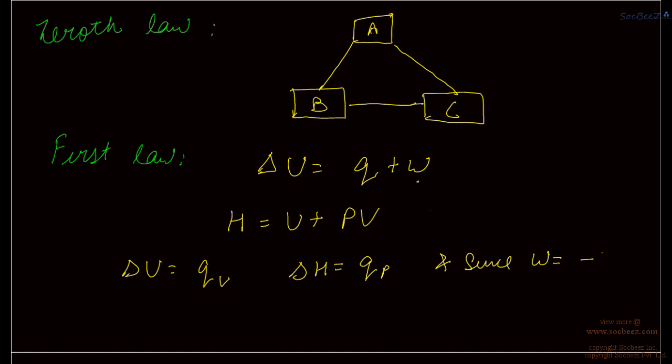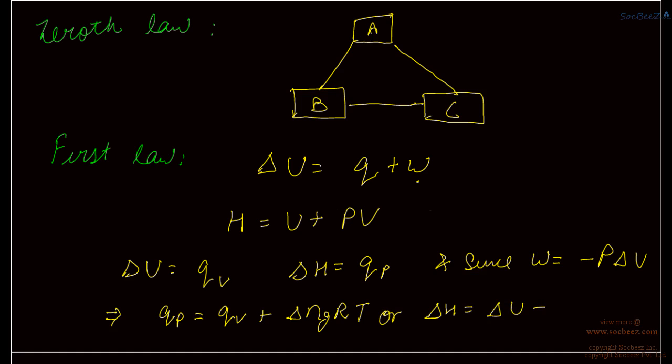W equals minus P delta V, and now consider the temperature is constant, then we get QP equals QV plus delta n_g RT, where delta n_g is the number of moles of products in gaseous form minus number of moles of reactants in gaseous form, or delta H equals delta U plus delta n_g RT.